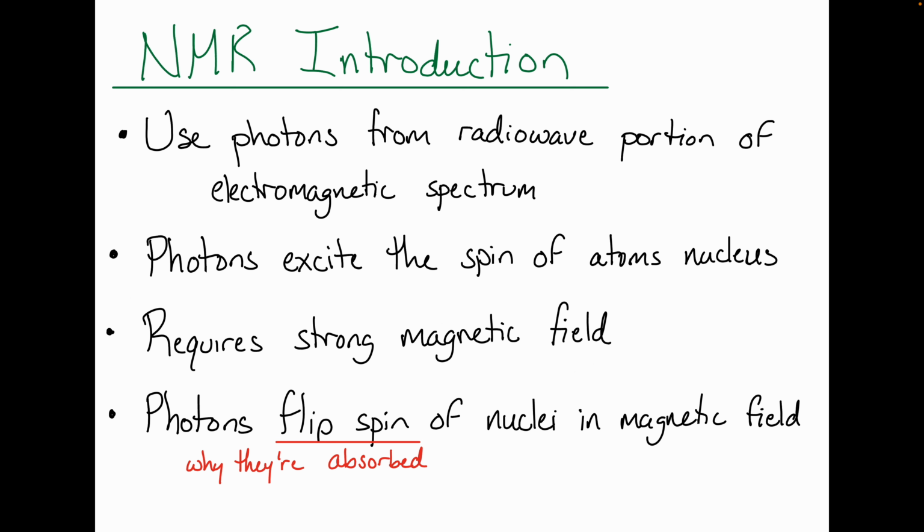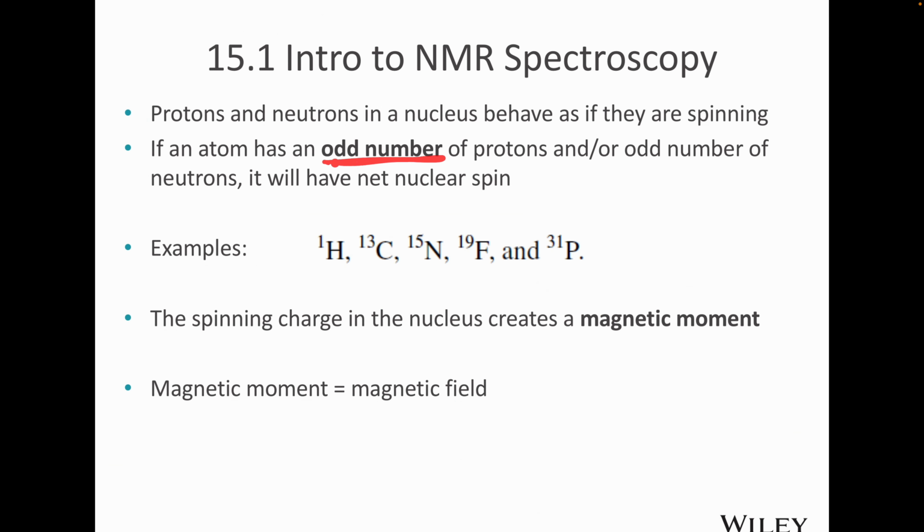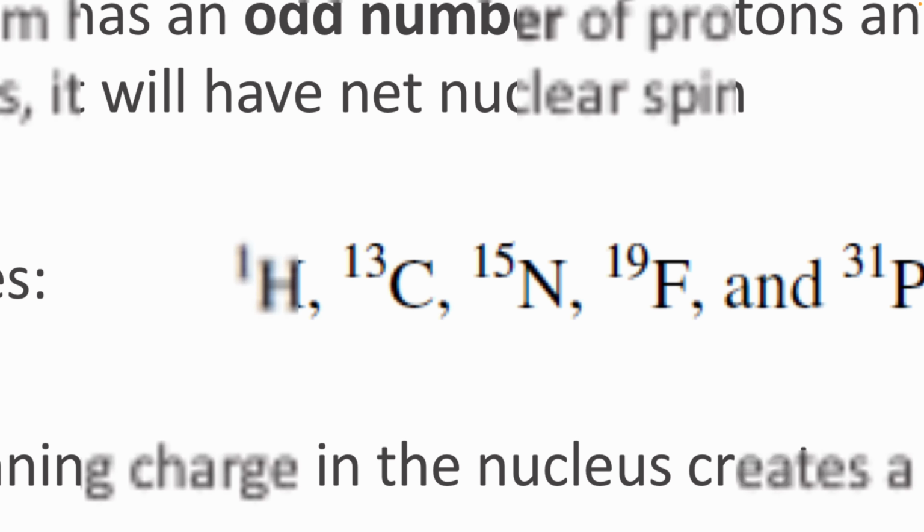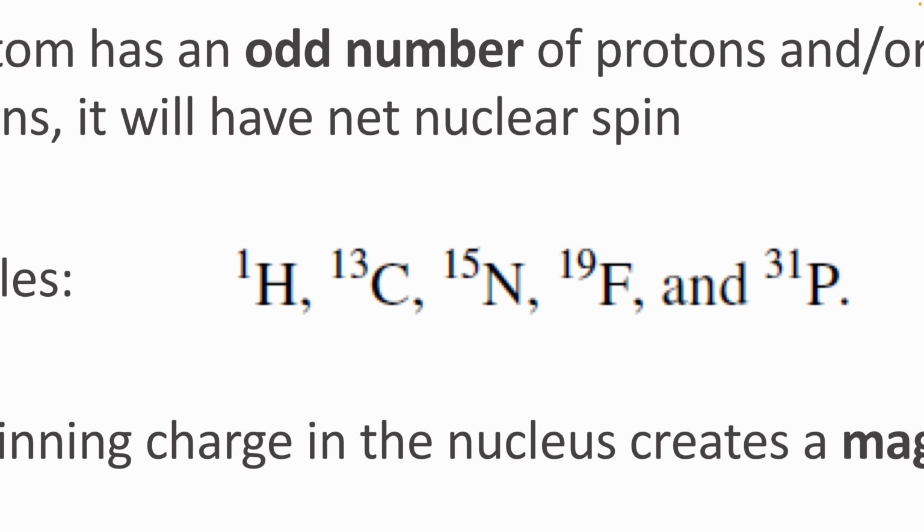Importantly, not all nuclei are NMR active. So you can't see every atom in an NMR. There has to be an odd number of protons and neutrons in there, an odd mass number for those atoms to actually interact with that magnetic field. So the two that we are going to pay the most attention to, so these are all active nuclei in an NMR because they all have an odd mass number.